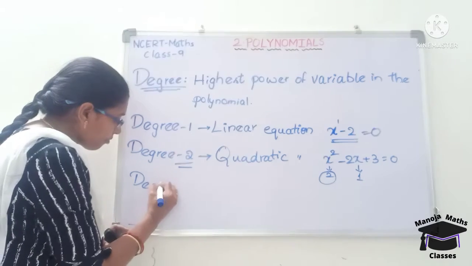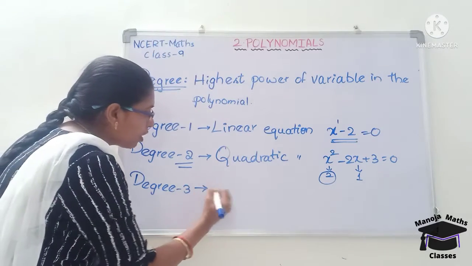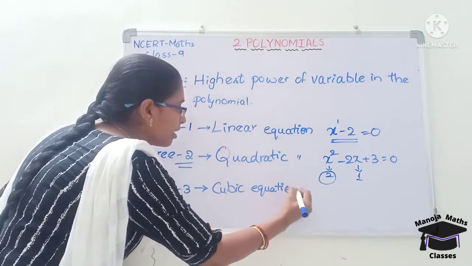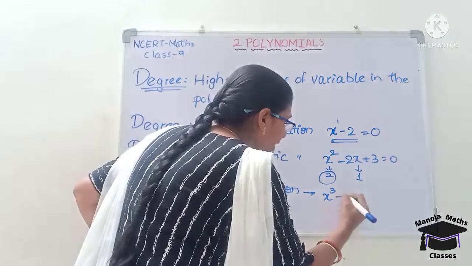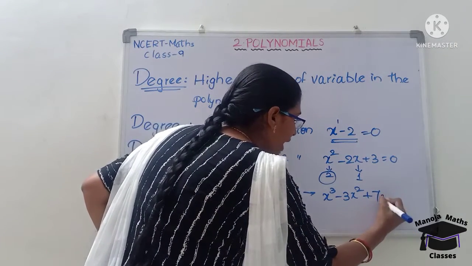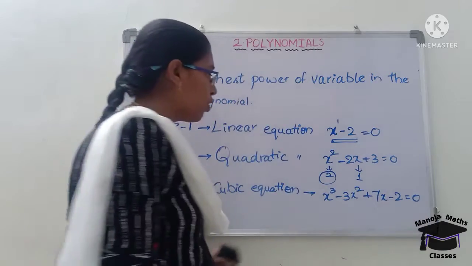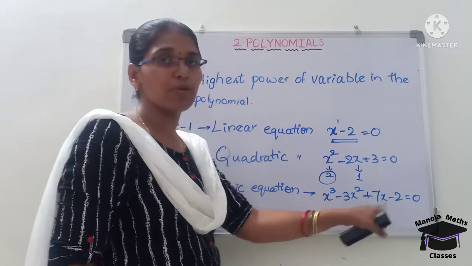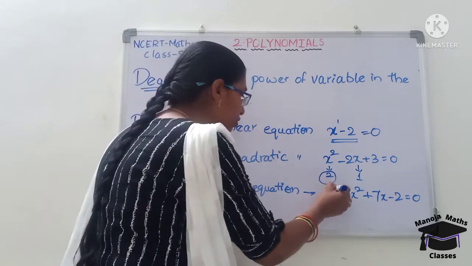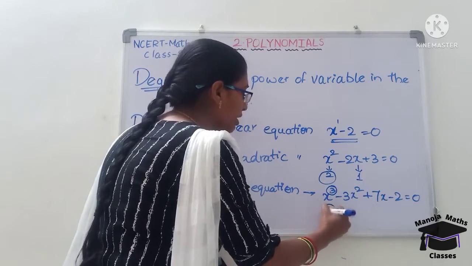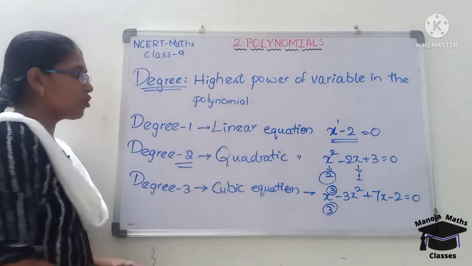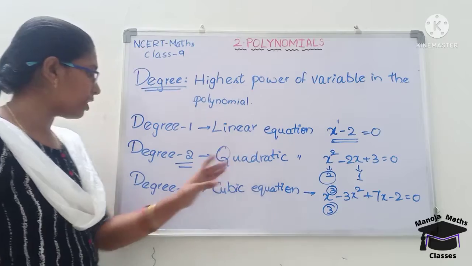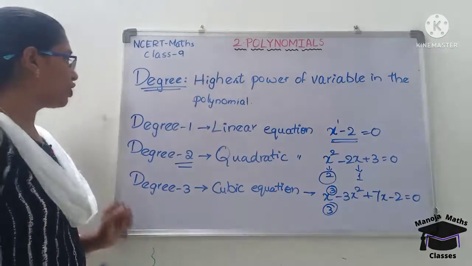Degree 3. If the degree is 3, it is called a cubic equation. Example, children, x cube minus 3x square plus 7x minus 2 is equal to 0. Here in x cube you have exponent 3, in x square you have exponent 2, in x you have exponent 1. Which is the highest exponent, children? 3. So the degree of this equation will be 3. If the degree is 3, it is called a cubic equation. So if the degree is 1, you call it a linear equation. If the degree is 2, you call it a quadratic equation. If the degree is 3, you call it a cubic equation.